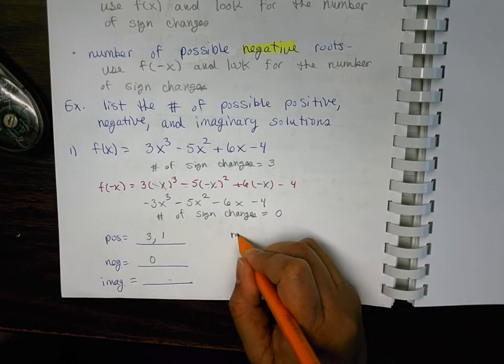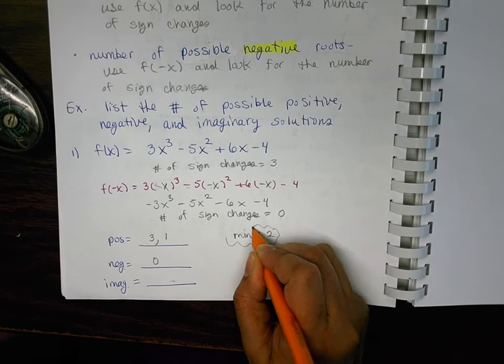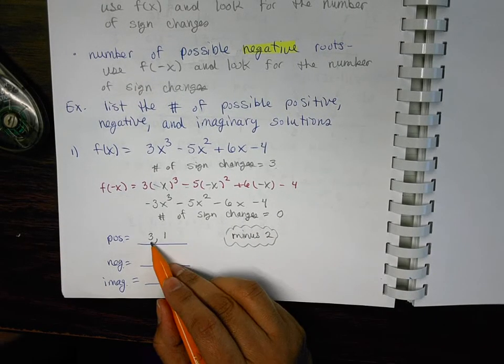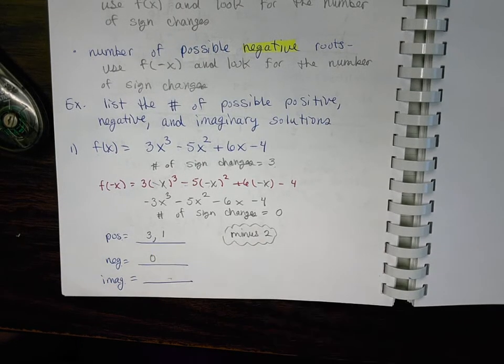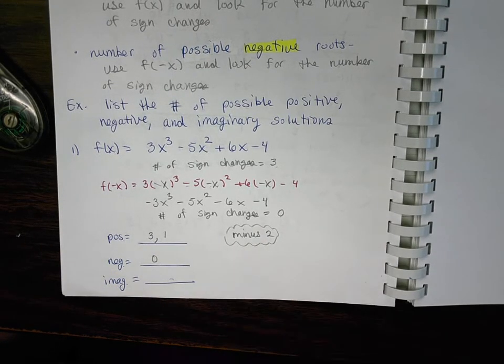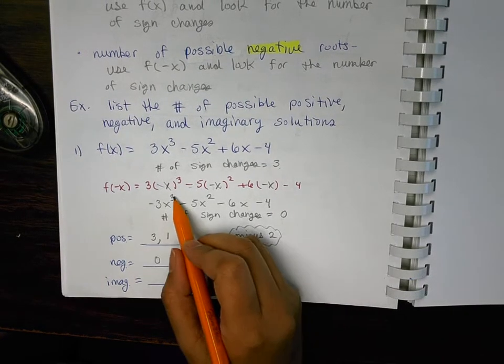Question before I move on? Yes. What was the take away 2? Take away 2 from 3. How'd you get the 2? You're always going to take away 2, always, until you get as small as you can get. That's Descartes' rule of signs. You get your number 3, and say it was 4, you would do 4, 2, 0. Whatever your number is, you just keep taking away 2 until you get to either 1 or 0, never negative.